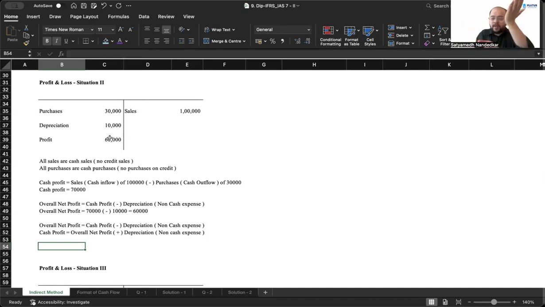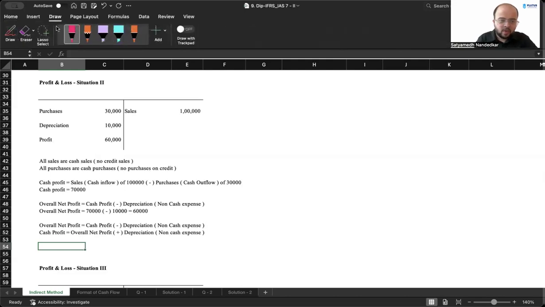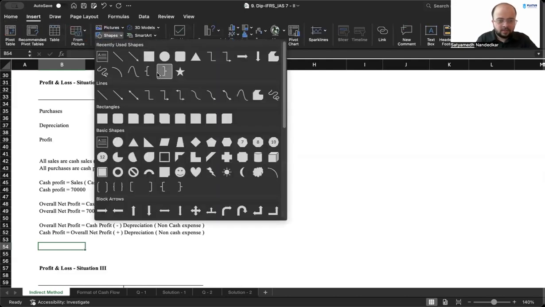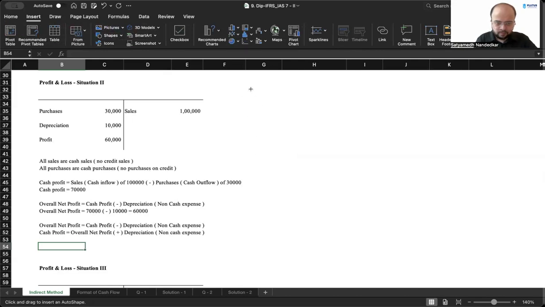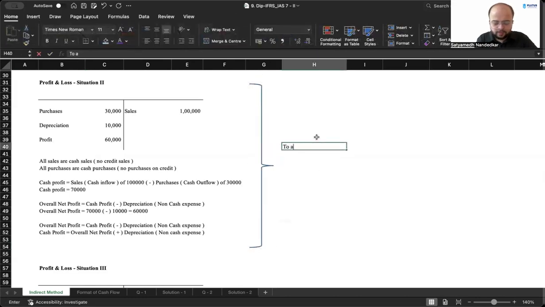Now I have to go back to the figure of cash generated. What I will have to do is to my net profit, I will have to add the amount of non-cash expense. So let's make a small rule here. The summary of case 2 or situation 2. To go from net profit to cash flow, add non-cash expenses.